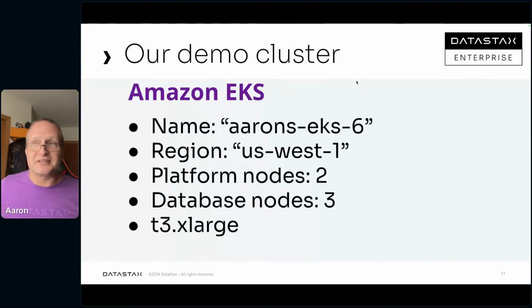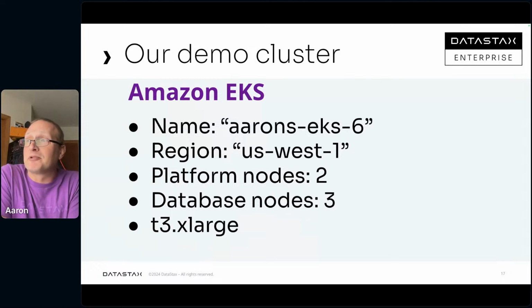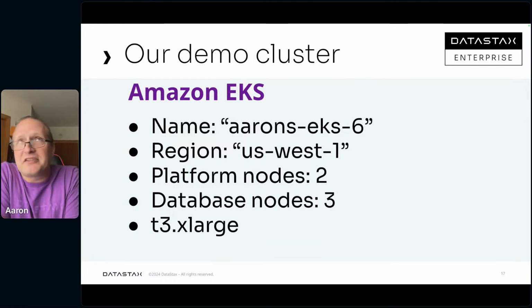So the cluster we're going to work with today, I have pre-prepared to minimize the chances of something going wrong here. Our cluster is going to be named Aaron's EKS 6. You can tell how many times I've done this now. It's deployed in the US West 1 region. It's made up of 5 nodes, all running on the Amazon T3 XLarge instance type. I'm pretty sure a T3 XLarge gets you 16 gigs of RAM and 4 virtual CPUs.